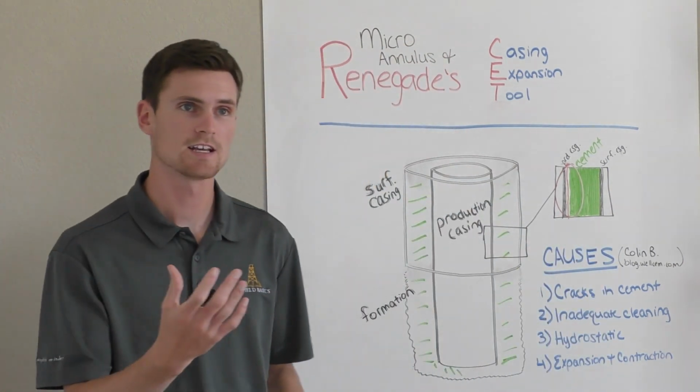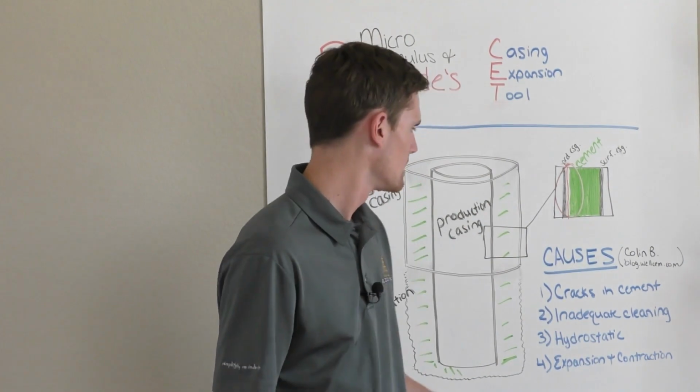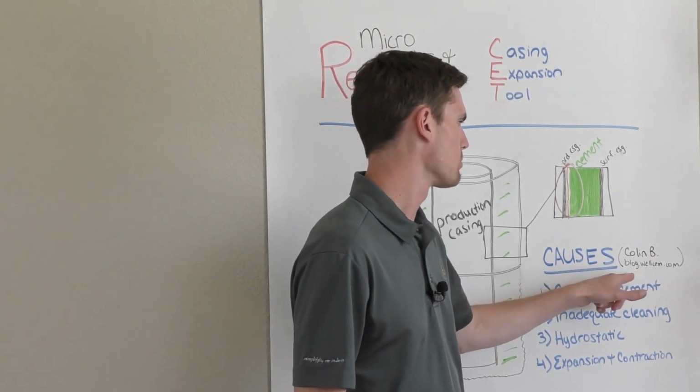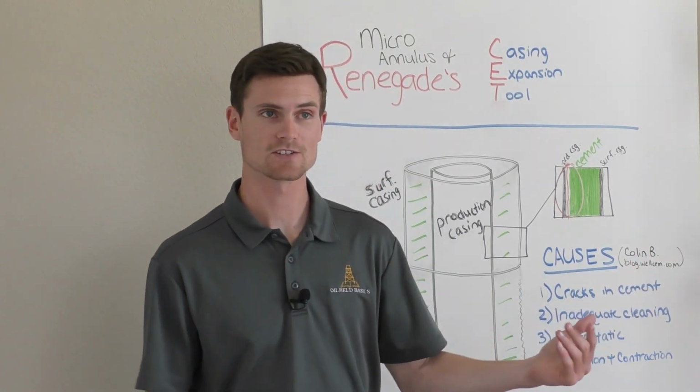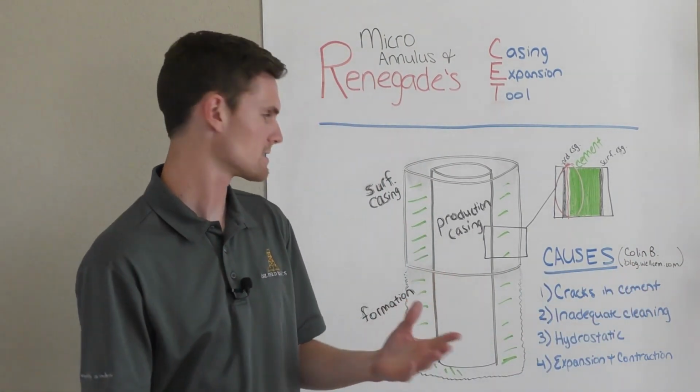All right, so next let's talk about causes. What are some reasons that a microannulus can form? These I actually got off of blog.wellcome.com, so there's my source. Colin B is the author of that, so thank you for summarizing all of this for us.